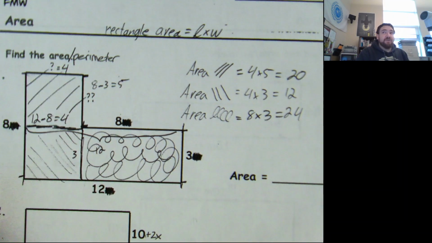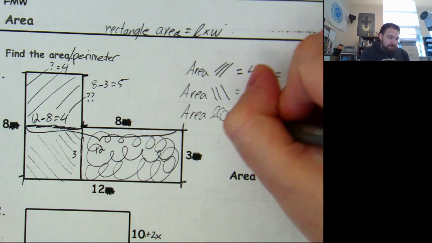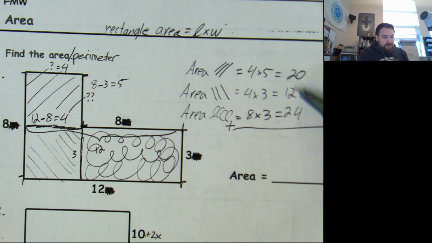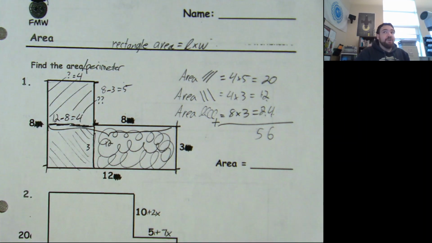And then to find the area of the total shape, what do I have to do? Add them up. 20, 12, and 24. 0 plus 2 is 2 plus 4 is 6. And then 2, 3, 4, 5. The total area is 56. Not so bad. Gets more interesting when we add letters. We're going to add letters to it.